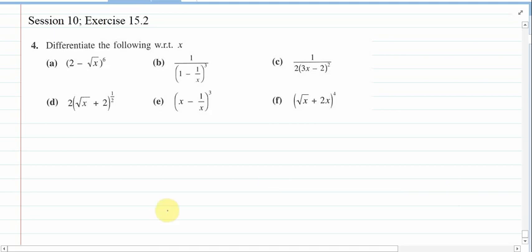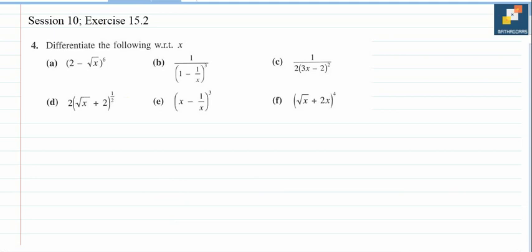Alright class, so it's session number 10, exercise 15.2 and it's week 2. In today's class we are going to start from question number 4. In the last class we had discussed differentiation and how you find the differentiation which includes power.